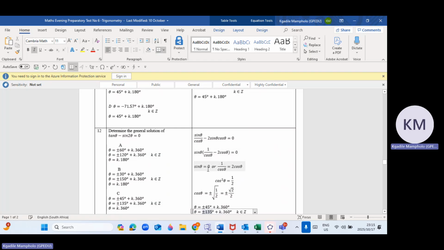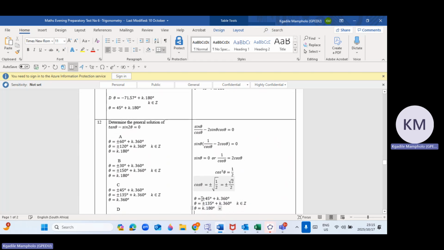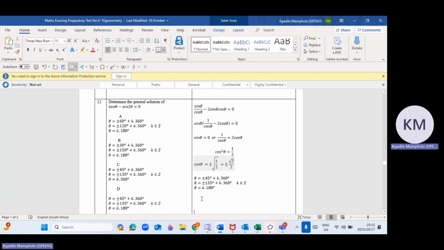So for this one, sine will be 0. This 1 over cos theta will be 2 cos theta. Cross multiply. Then you'll have cos squared theta is equal to half. Then cos theta will be plus or minus the square root of half. Then you have theta will be plus or minus 45 degrees plus k times 360 because the period of cos is 360.